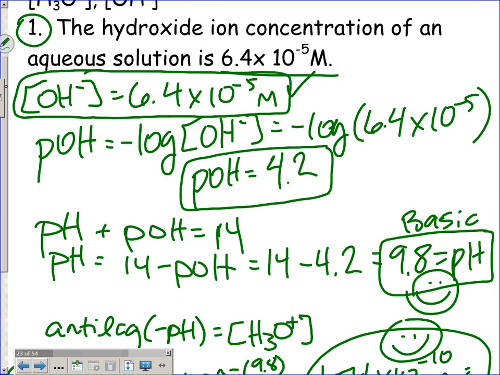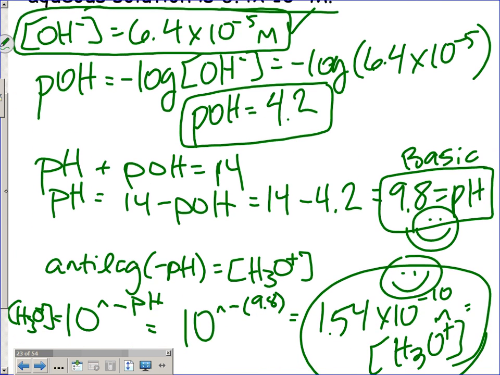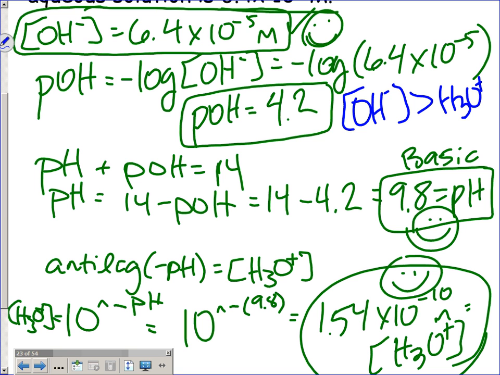Does this make sense for a base? And you can do this as a comparison. Hydroxide 10 to the negative 5th versus hydronium at 10 to the negative 10th. Do I have more or less hydroxide? More hydroxide, because 10 to the negative 10th is a lower number, 10 to the negative 5th is a bigger number. I should have more hydroxide. That's a good thing. So hydroxide concentration is greater than hydronium concentration in a base, because we're dealing with something basic.